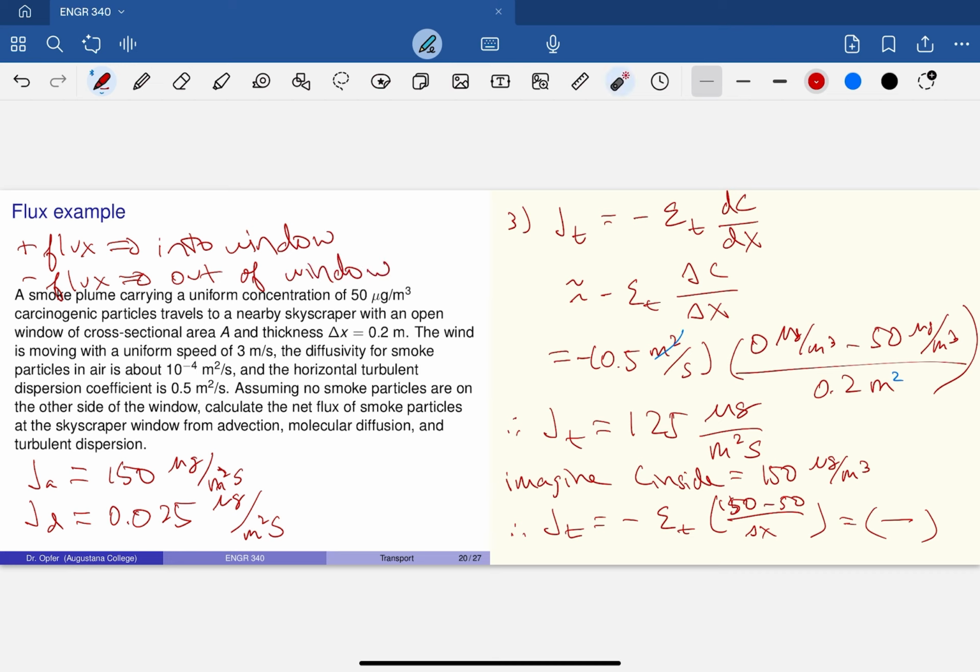Okay, and then we would get the same thing for a diffusive flux because we have the same concentration gradient term. So we'd still be pumping particles in through advection, but as soon as the concentration inside the building got high enough, all of a sudden our turbulent and diffusive fluxes would switch direction.